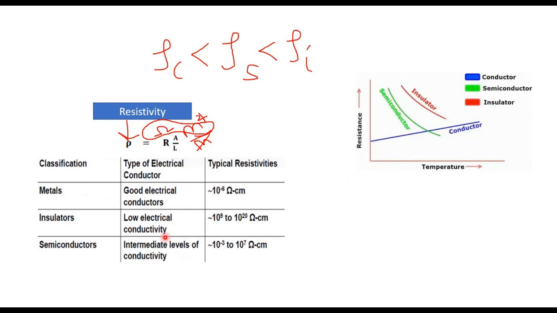Okay, here we can see when the temperature increases, the resistance of the conductor also increases because of the increased collision between atoms and the electrons. So it has positive temperature coefficient of resistance. Here, semiconductors and insulators, we can see as the temperature increases, the resistance decreases. We are going to understand this point with the help of the energy band gap diagram.